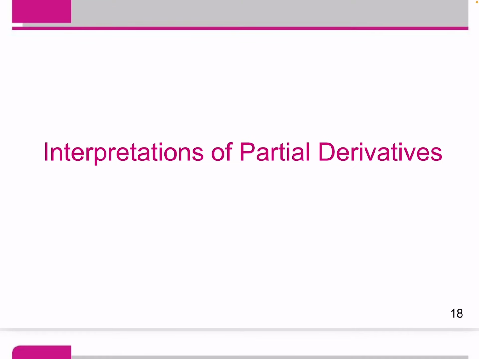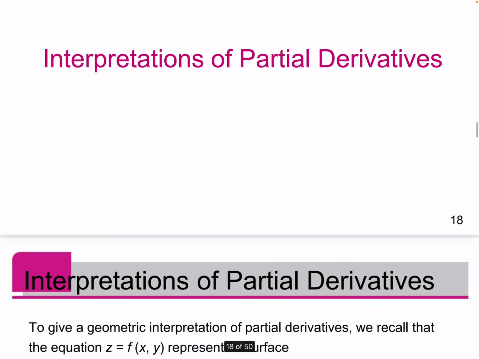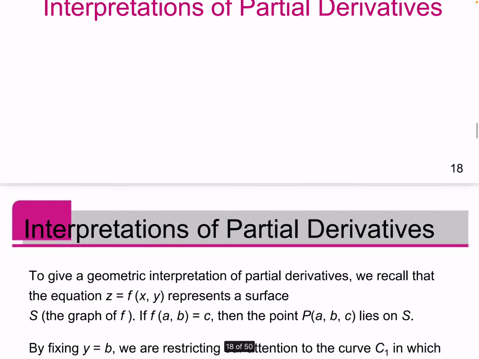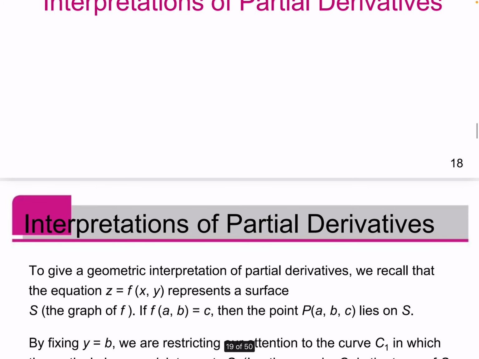So we want to look at the interpretation of partial derivative. What does it mean geometrically? Well, let's look at it first. Geometrically speaking, let's think about a function z equal to f of x comma y. The function represents a surface, okay?